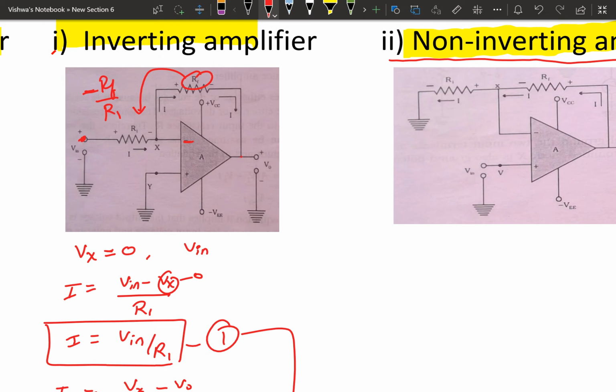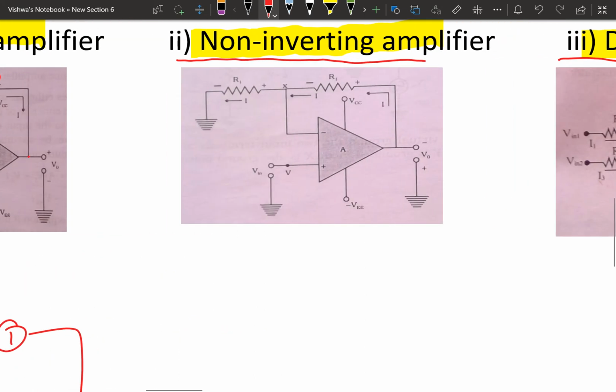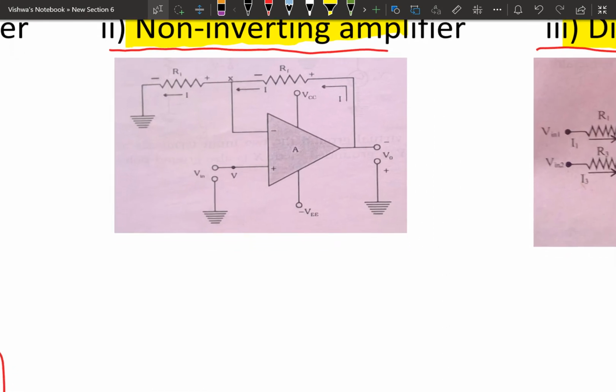Next one is the non-inverting amplifier under closed loop configuration. Non-inverting amplifier means we provide the input signal at the non-inverting terminal, the positive terminal. Here we are providing the input voltage, but the other terminal, the inverting terminal, is grounded. But it is a closed loop configuration, so we have to connect the output through a feedback resistor to the inverting terminal. This is the feedback circuit, through which we provide the output back to the input terminal.